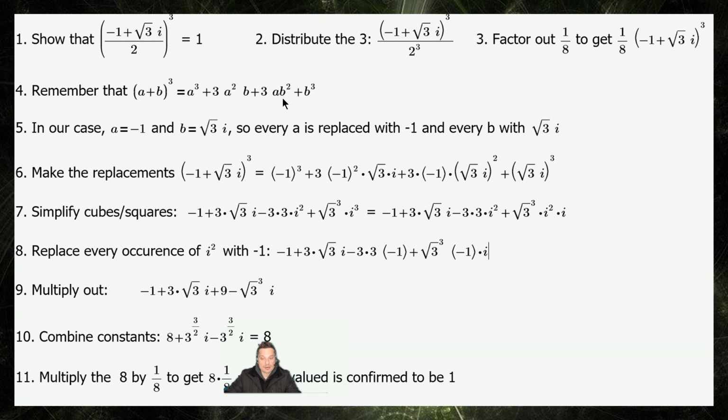Lastly, go back all the way to step 3 across the top. Remember that here we factor this 1/8 out. We can't forget about that. So down below, multiply the 8 from step 10, so this 8 from step 10 right here. Multiply that by that 1/8 from step 3 across the top. So 8 multiplied by 1/8 right here will give you 1. And this basically confirms what we set out to confirm, which is that the value is 1. So in other words, this expression back at step 1 is equal to 1.